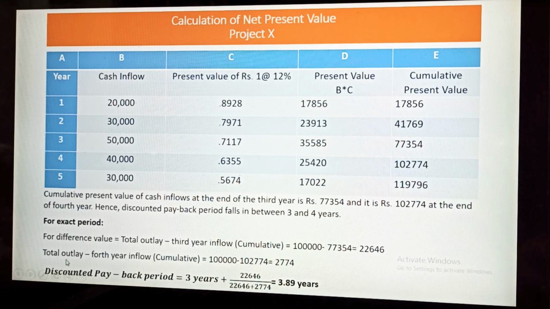Then again you calculate total outlay minus fourth year. Once you have to do it for the third year, another time you have to do it for the fourth year. Why? Because your payback period is lying in between these 2 years. So that's why you have to find the total outlay minus fourth year inflow: 1 lakh minus 1,02,774, which is 2,774. You can see this is the difference.